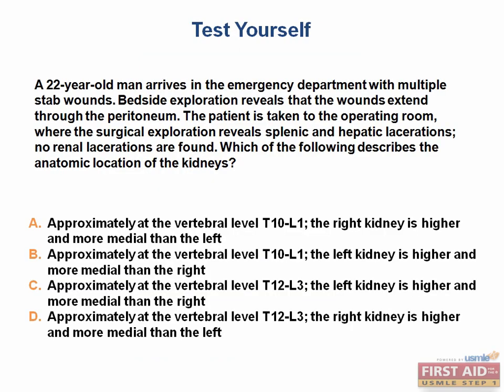A 22-year-old man arrives in the emergency department with multiple stab wounds. Bedside exploration reveals the wounds extend through the peritoneum. The patient is taken to the operating room where the surgical exploration reveals splenic and hepatic lacerations. No renal lacerations are found. Which of the following describes the anatomic location of the kidneys? Well, the answer is C, approximately at the vertebral level of T12 to L3. The left kidney is higher and more medial than the right.